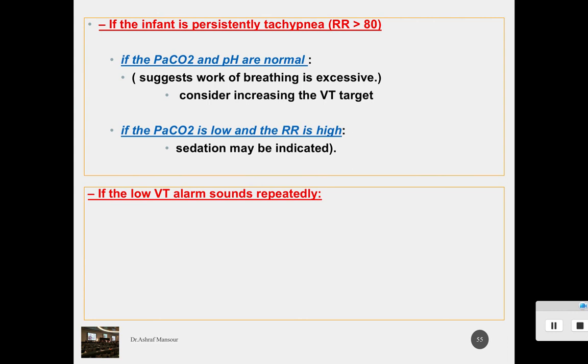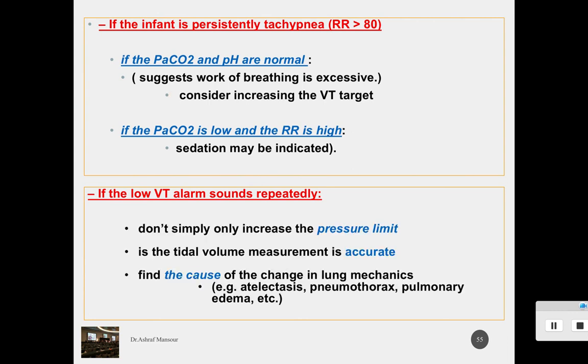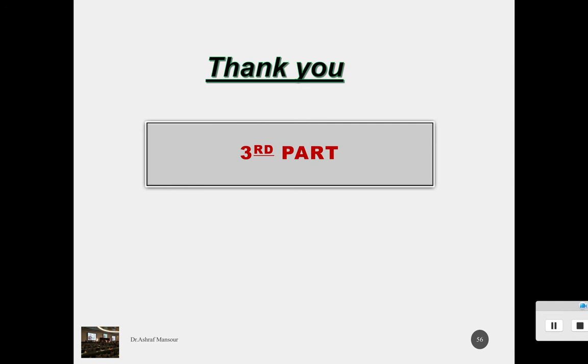Is there any leak? Is the tidal volume measurement correct or not? You have to know everything before just pushing the PIP to reach a higher tidal volume, or you are not treating the baby on the pathophysiology and the change which occurred in the baby. So don't simply increase the pressure limit. Ask yourself whether the tidal volume is accurate or not, and look for the cause, which may be pneumothorax, atelectasis, or pulmonary edema. And thank you, and the third part will come very soon, inshallah.